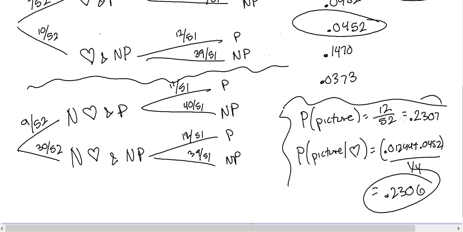So these are equal. So the probability of picture card overall is 0.2307. The probability of picture card, if you know the first one's hearts, is still 0.2306. So either way, it doesn't matter if you got a heart first or not. The probability of getting a picture card is the same.